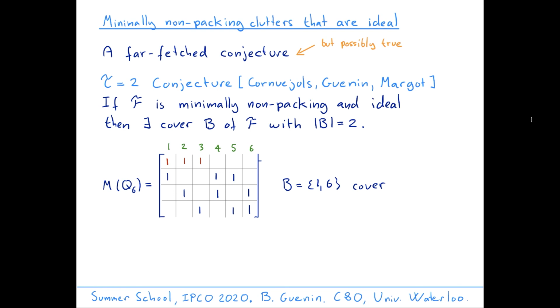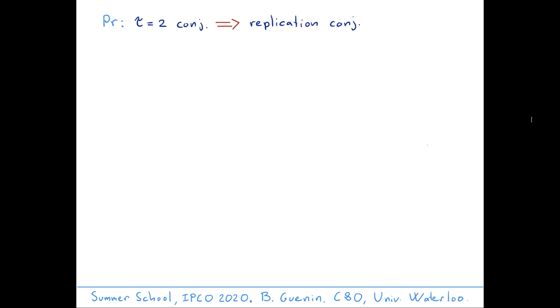So what is the motivation for that conjecture? In fact, this is where it came from. It's the fact that the tau equal to 2 conjecture implies the replication conjecture. And I'm going to show you why this is the case. So we're going to look at the version of the replication conjecture that says that replication preserves the packing property. And we're going to proceed by contradiction.